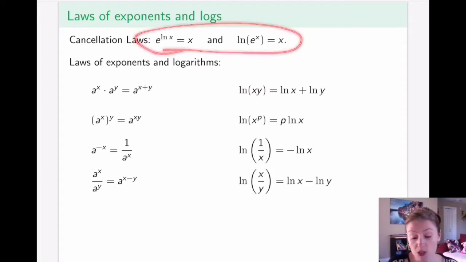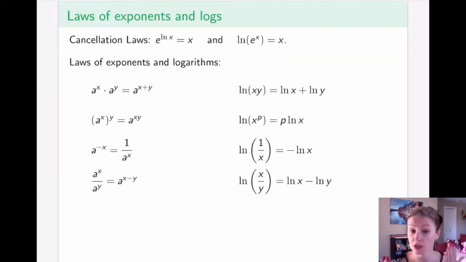Cancellation laws come in extremely handy when solving equations involving exponentials and logarithms. These laws simply state that the two functions are inverses of each other, which means that applying one after the other will cancel each other's actions, and we will get the x that was the argument in the middle. For the logarithmic rules, some of the most useful ones are the first two. The first one is that the logarithm of a product is a sum of logarithms. And the second one says that if you have a logarithm of x to some power, this power can come down to the front of the logarithm.